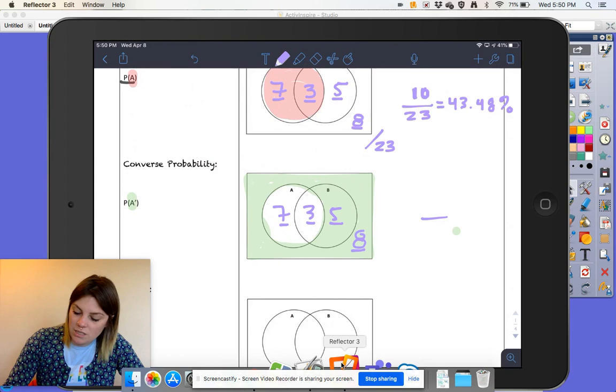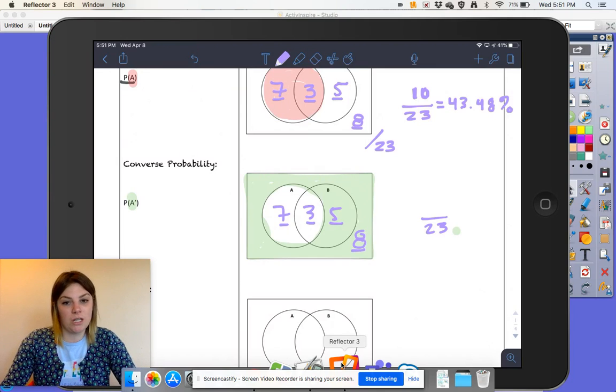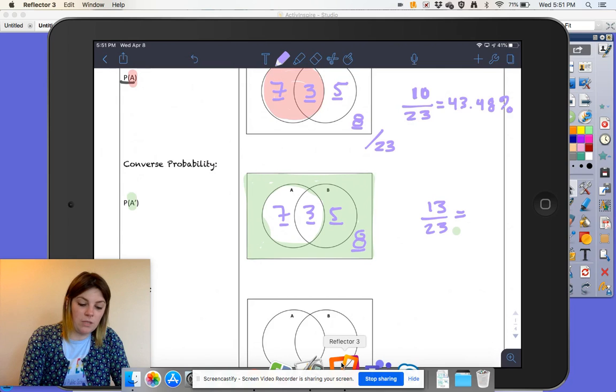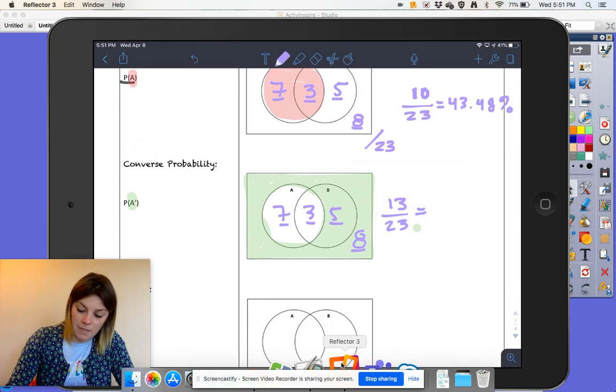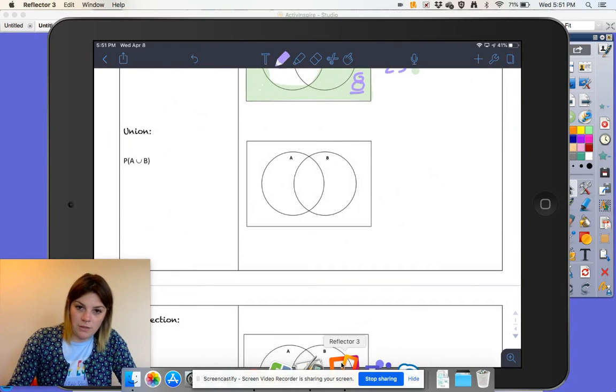So we know that the denominator is still 23 because it's the same picture, but everything that's not in A is everything that's shaded. So it would be 5 and 8, which is 13. All right, go to my calculator. 13 divided by 23 times 100. That would be 56.52%.